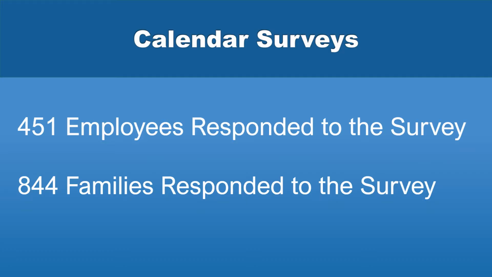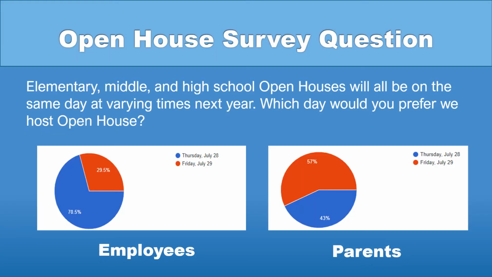We rely heavily on the feedback from our employees and from our families in deciding which direction to go with our calendar. We sent out an email to all of our employees and all of our families requesting their input in our calendar surveys. We were overwhelmed with the response, with 451 employees and 844 families giving us important feedback. The first question was regarding when we should host open house. Overwhelmingly, our employees chose a Thursday open house date, while our families chose a Friday open house date with 57%.